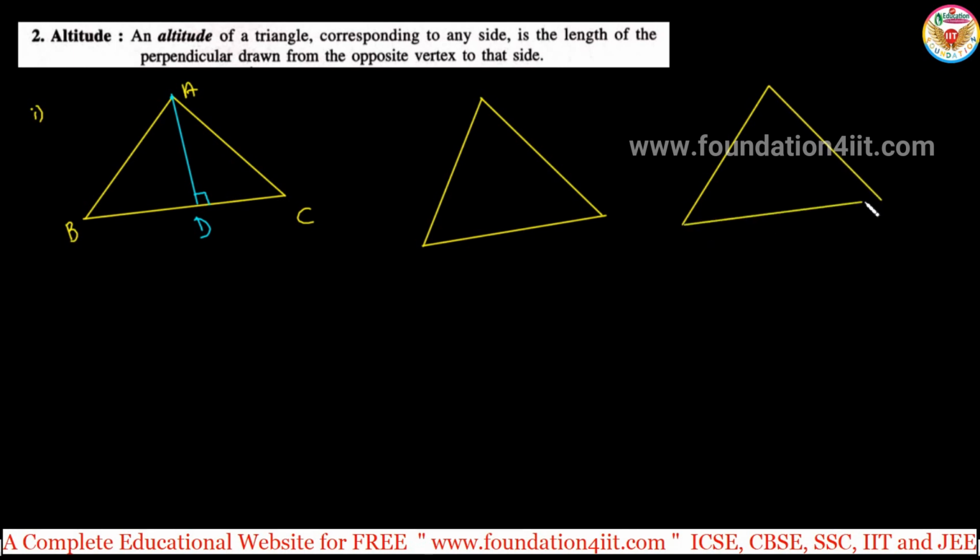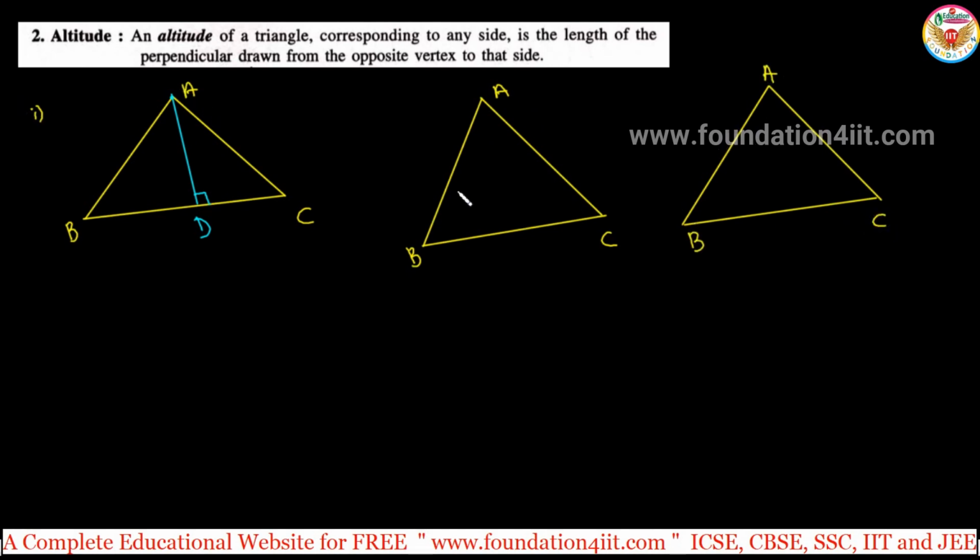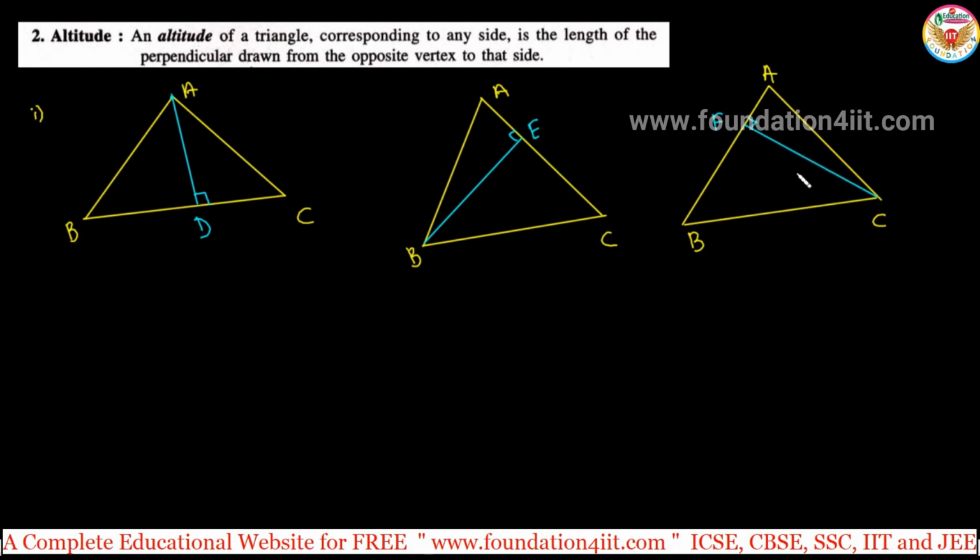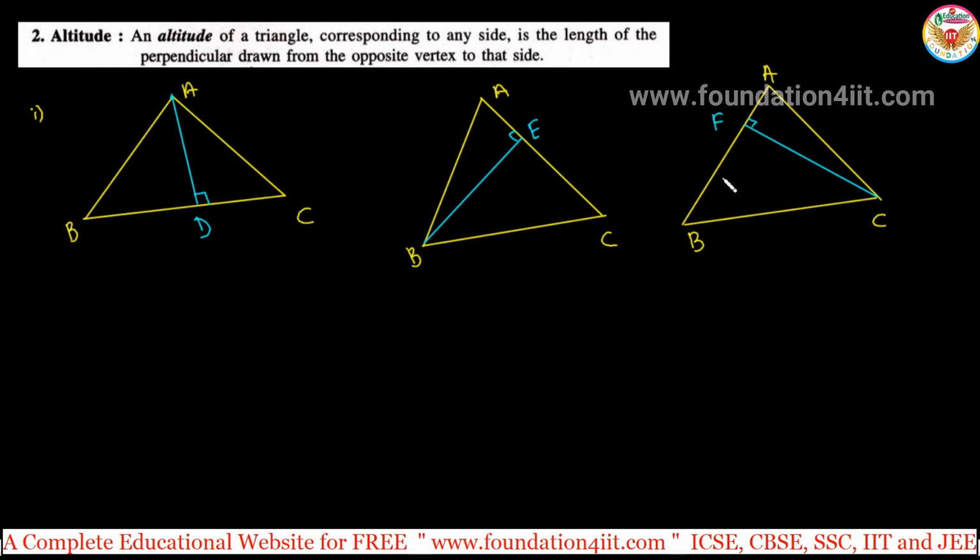Take the same triangle ABC. From A we have drawn a perpendicular. Now from B we can draw exactly perpendicular to the opposite side, say E, and from C we can draw a perpendicular line, CF. So CF is perpendicular to AB and BE is perpendicular to AC. AD is perpendicular to BC. That's why AD is the altitude corresponding to the side BC, BE is the altitude corresponding to the side AC, and CF is the altitude corresponding to the side AB.